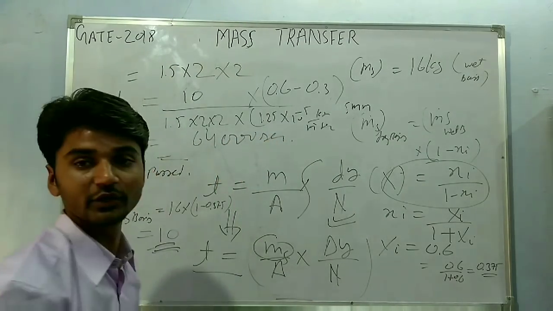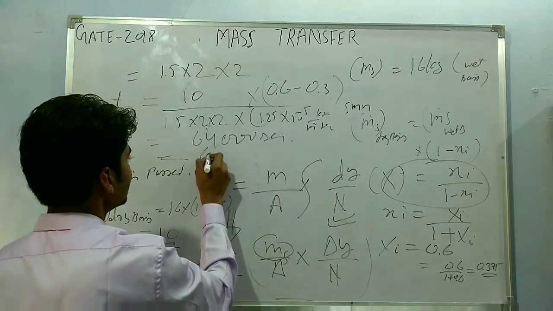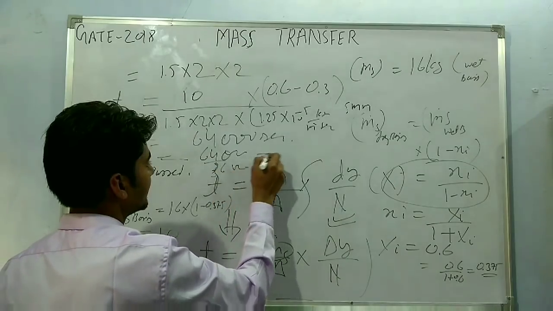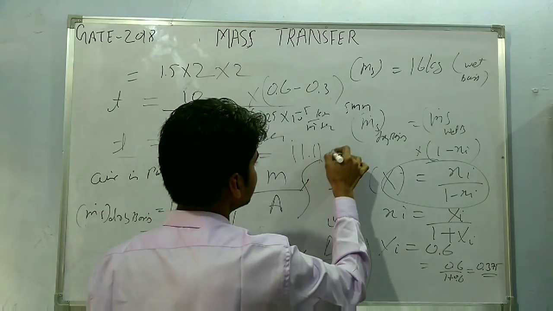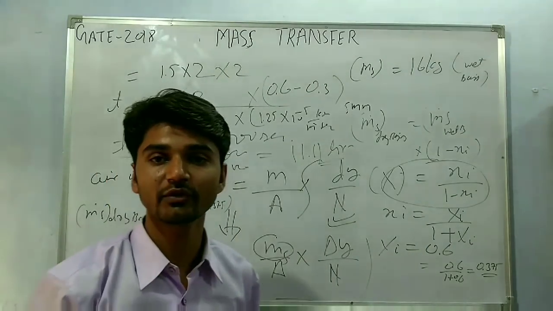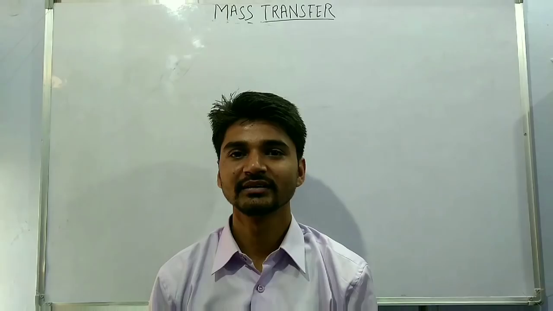That we need to convert into hours, so it will be divided by 3600. That comes out to around 11.11 hours. So the answer for this question is 11 hours of drying.